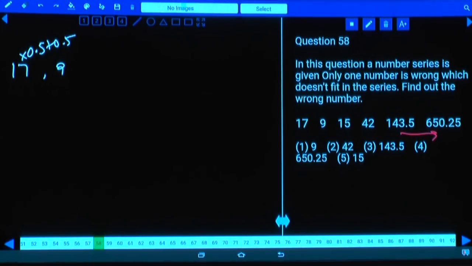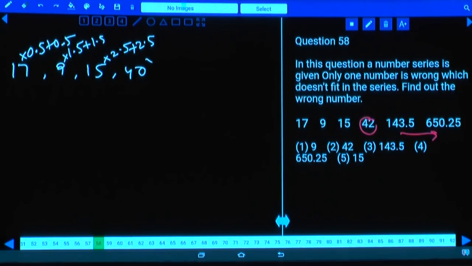Next one, 9 and 15. How can you express this one? 9 and 15 here? 9 into 1.5. 9 into 1.5 is 13.5 plus 1.5. That is how much? That is 15. So 0.5, 1.5, and the next one must be into 2.5. And 15 into 2.5 is how much? 30 plus 7.5, 37.5 plus 2.5, and the number must be 40. And what is given here? 42 is given. This is the wrong number.